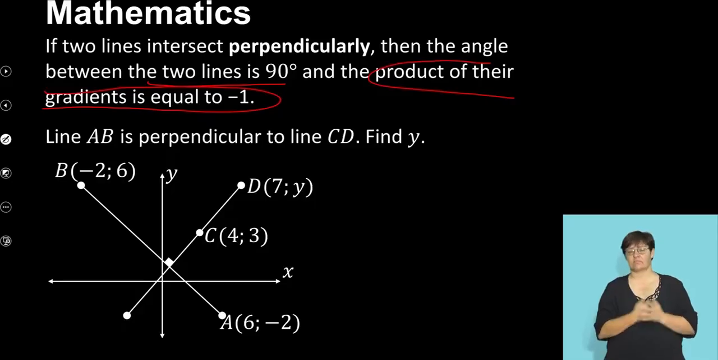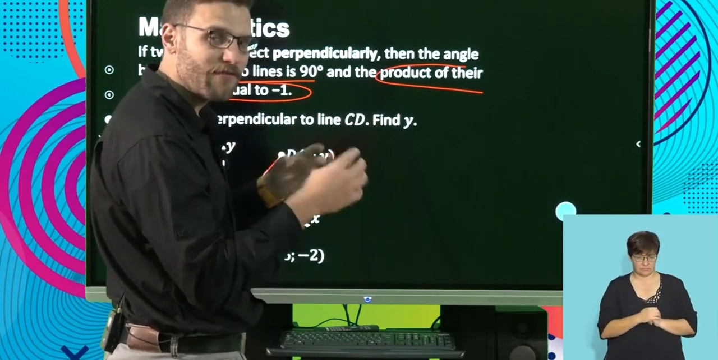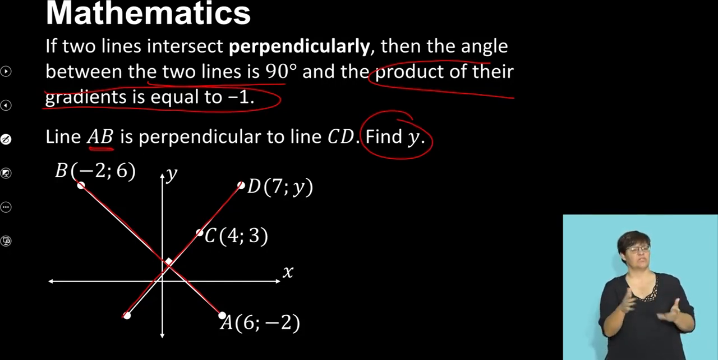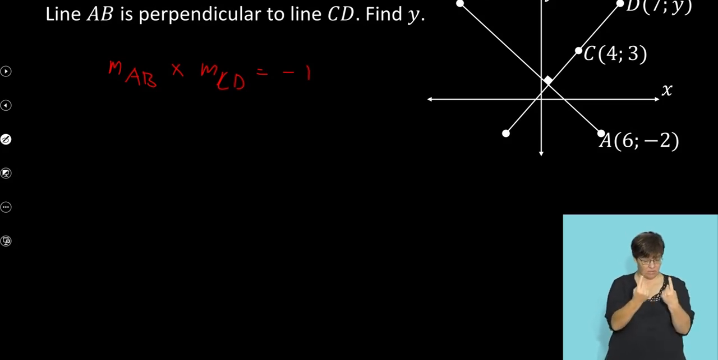Okay, so we're going to jump straight into the question like we did with the parallel lines, and they tell us that the first line, AB, is perpendicular to CD. So they're telling us that these two lines are perpendicular. What does that mean? That the product is equal to -1. So if I multiply the gradients, it's equal to -1. And they want us to find y. Now, we've done questions like this. This question is asking us to set up a gradient. So if I take the gradient of the first one and multiply it by the gradient of the second one, I'm going to get an answer of -1.